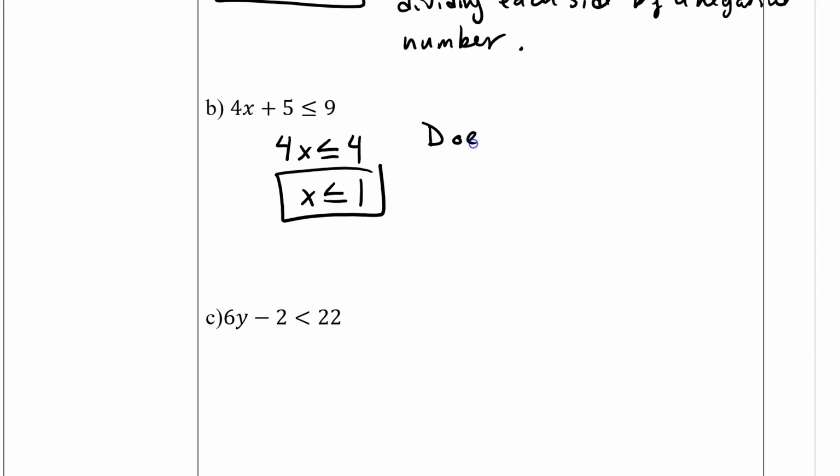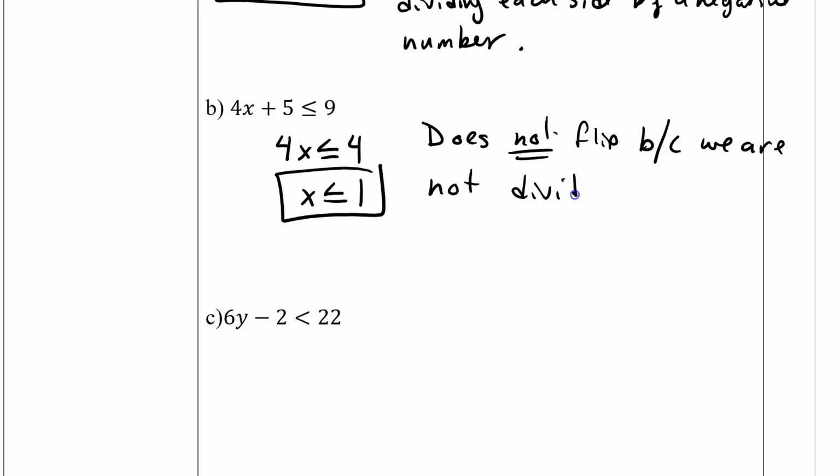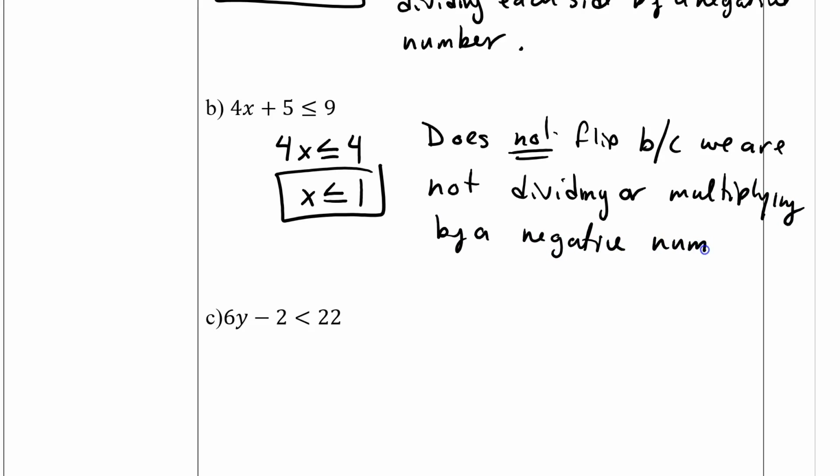This does not flip because we are not dividing or multiplying by a negative number. What about this one here? We're going to add 2 to both sides. 6y is less than 24. y is less than 4.